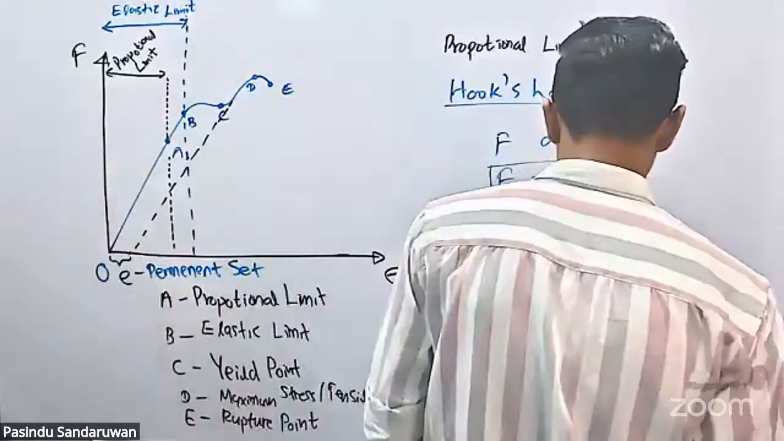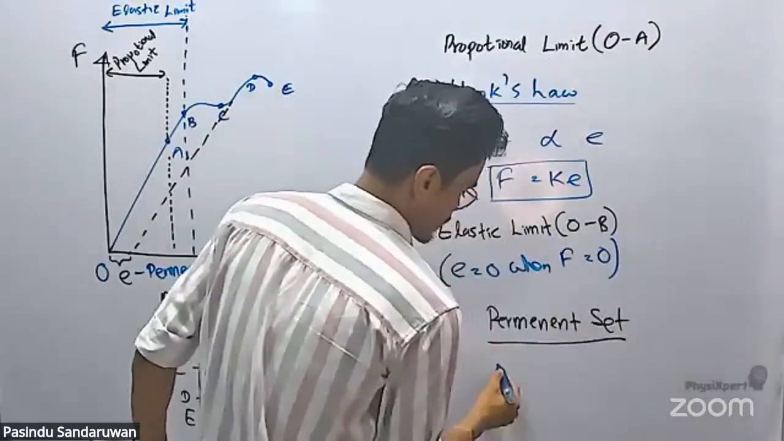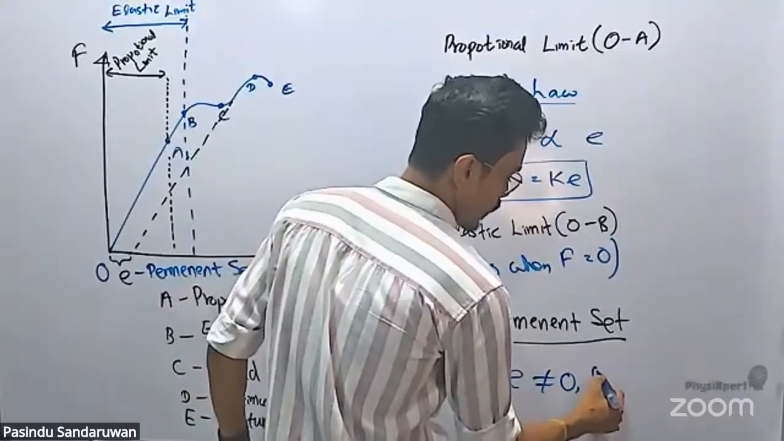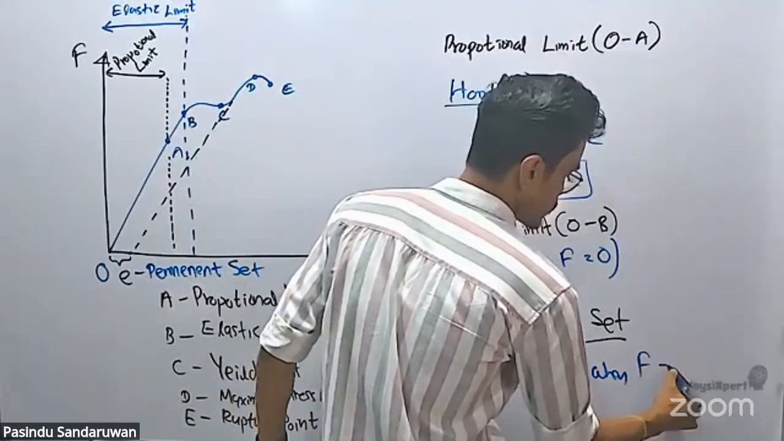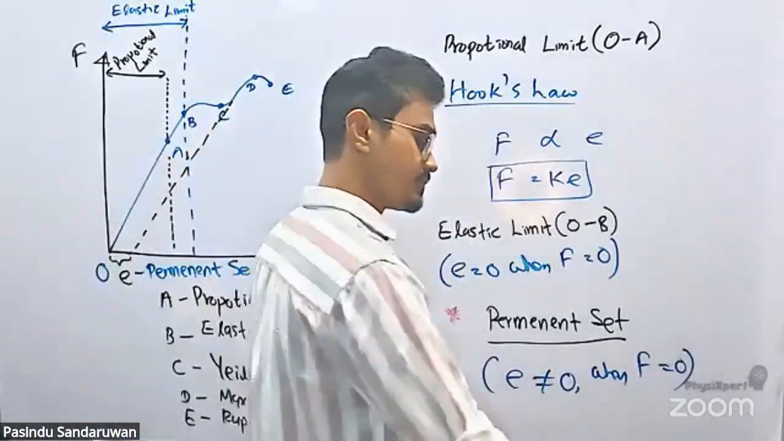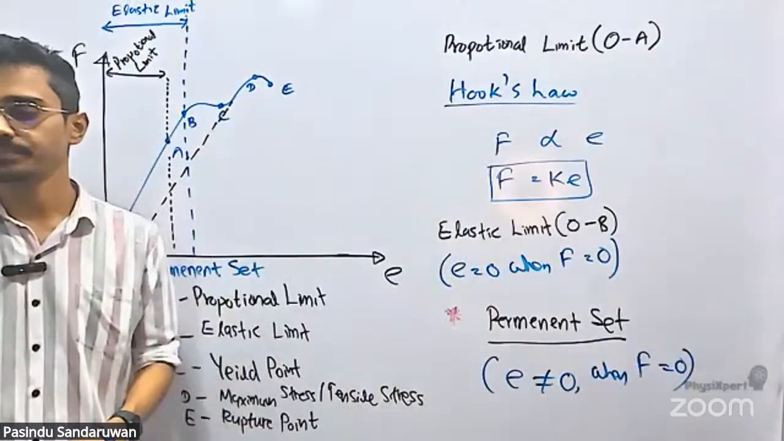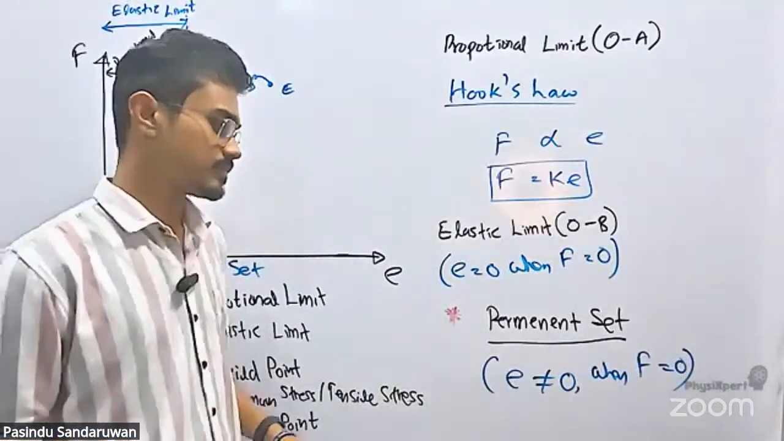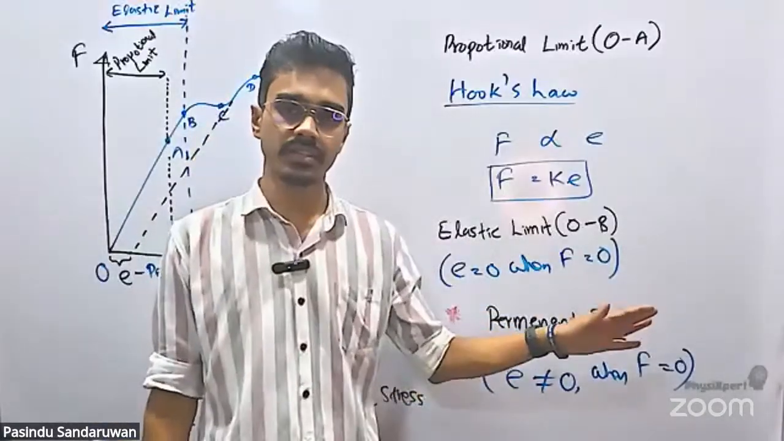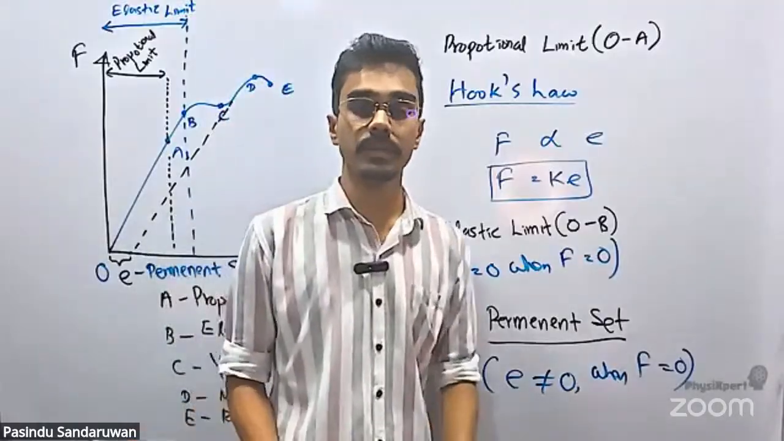Within brackets, write down: E is not equal to 0 when F equals 0. Right? To the same point, write down, this is called permanent set.